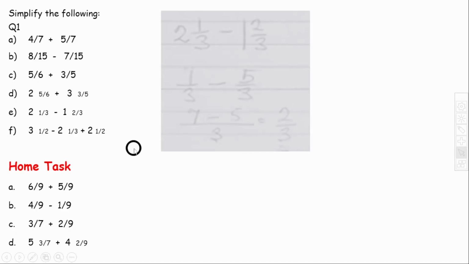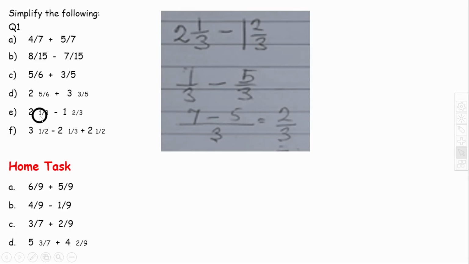Now let's go to the next question. We have 2 whole number 1 over 3 minus 1 whole number 2 over 3. So how do we solve this? Remember, when we have mixed numbers like this, you first check, is this addition? No, it's not. So we cannot subtract 1 from 2. You don't do that. What we do is convert each mixed number to an improper fraction.